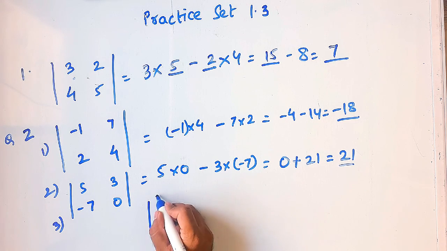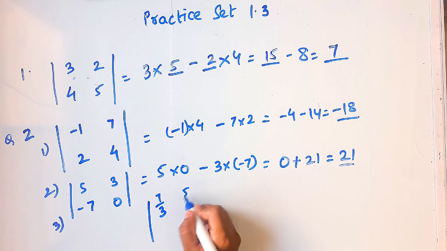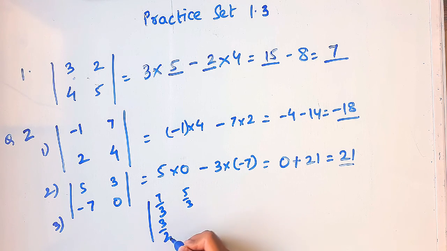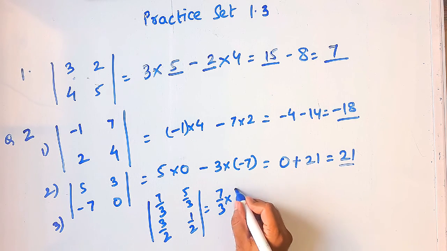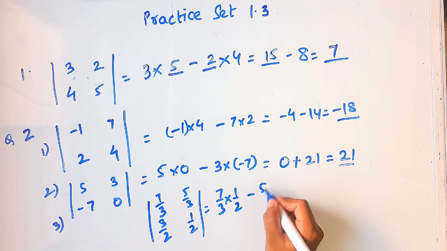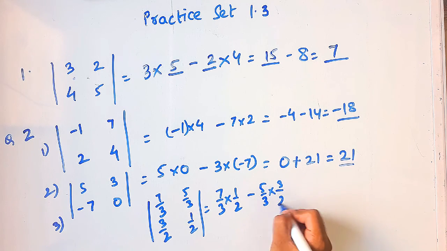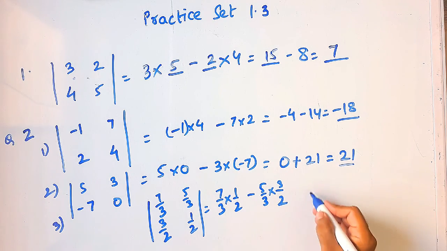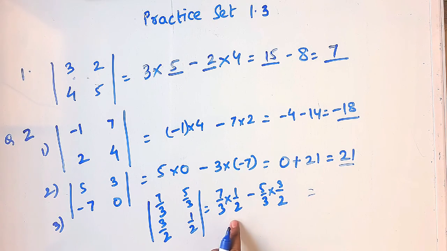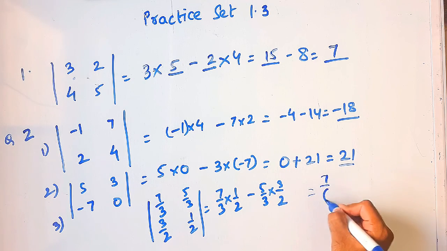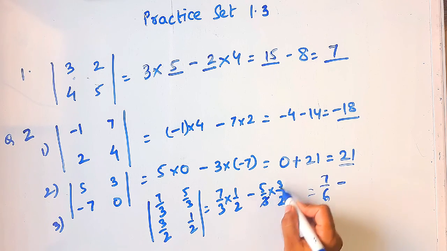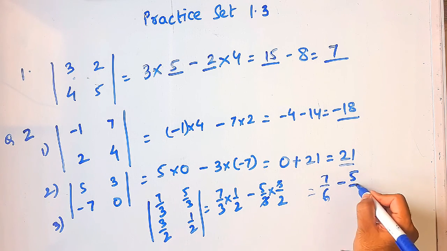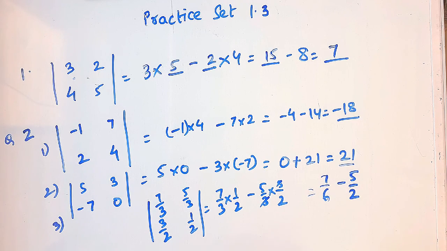And the last, third one, is in fraction form. So 7 upon 3, 5 upon 3, 3 upon 2 and 1 upon 2. That is 7 upon 3 into 1 upon 2 minus 5 upon 3 into 3 upon 2. You can see I cannot cancel anything here, so it will be 7 upon 6 minus, can I cancel here something? Yes, 3 I can cancel. So what remains is 5 upon 2.